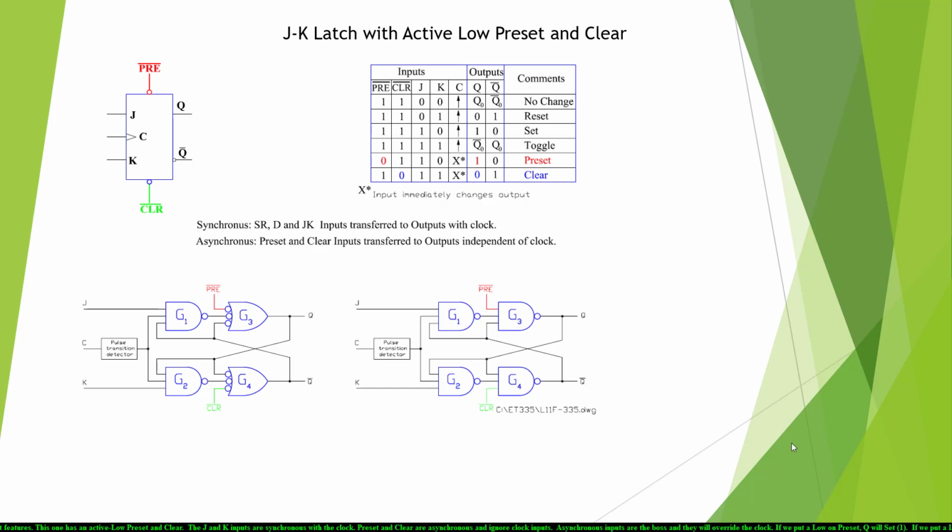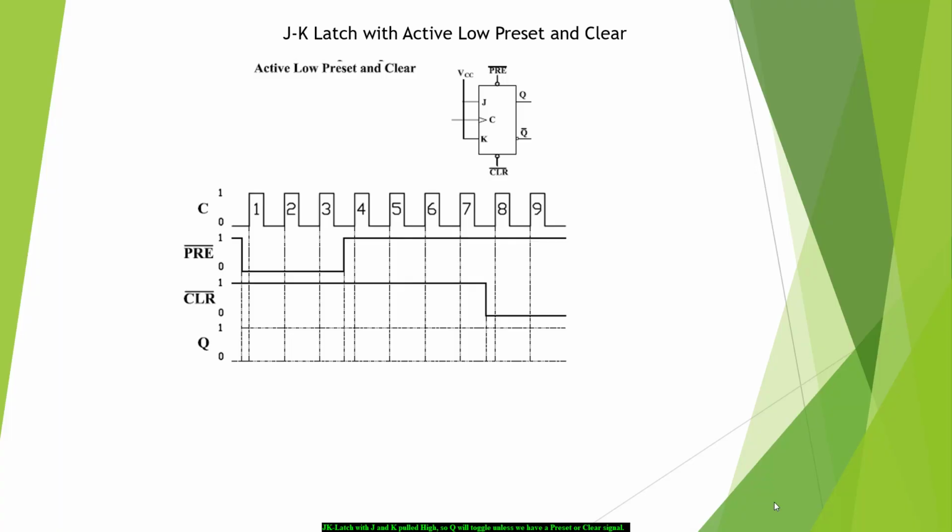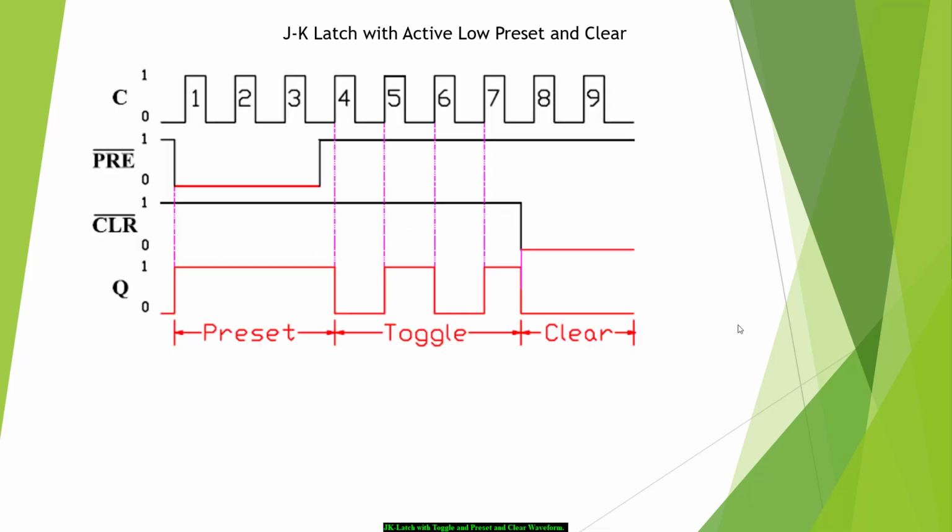If we put a low on preset, Q will set. If we put a low on clear, Q will reset. JK latch with J and K pulled high, so Q will toggle unless we have a preset or clear signal. JK latch with toggle and active low preset and clear waveform.